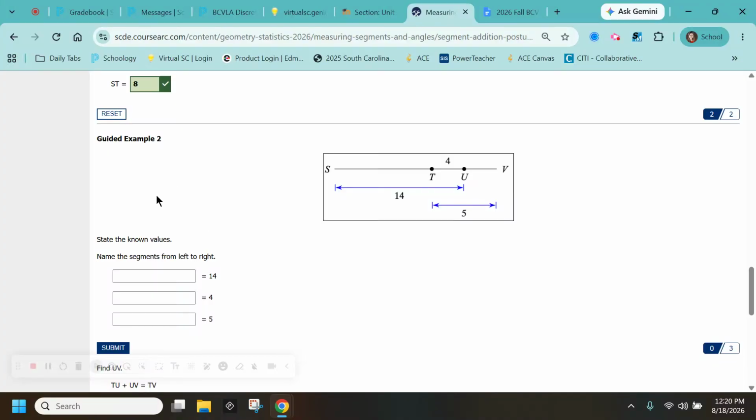Guided example 2. So state the known values. Let's name the segments from left to right. What is equal to the 14? That would be SU. What is equal to the 4? That is TU. And then 5 is TV.